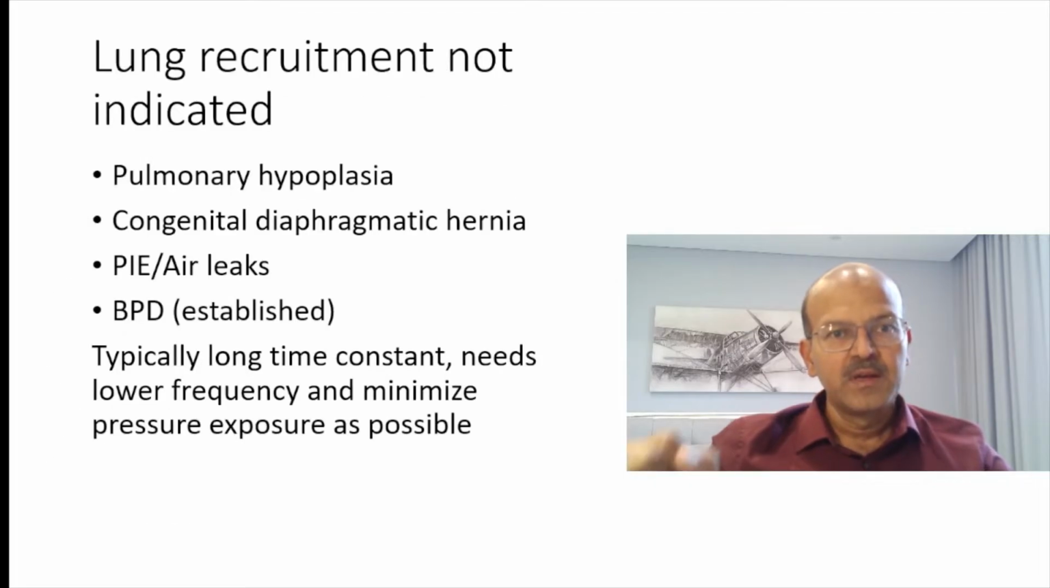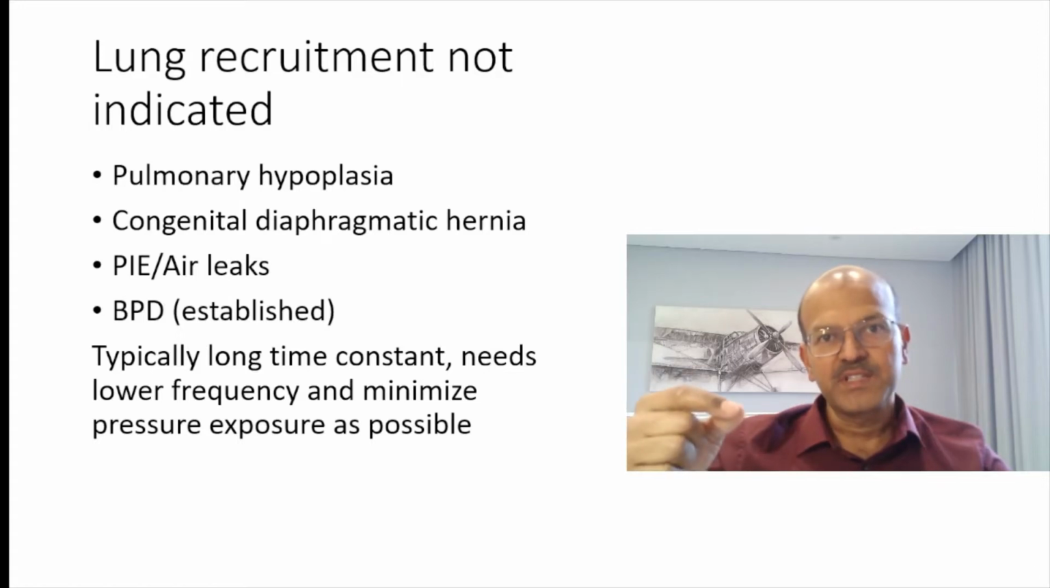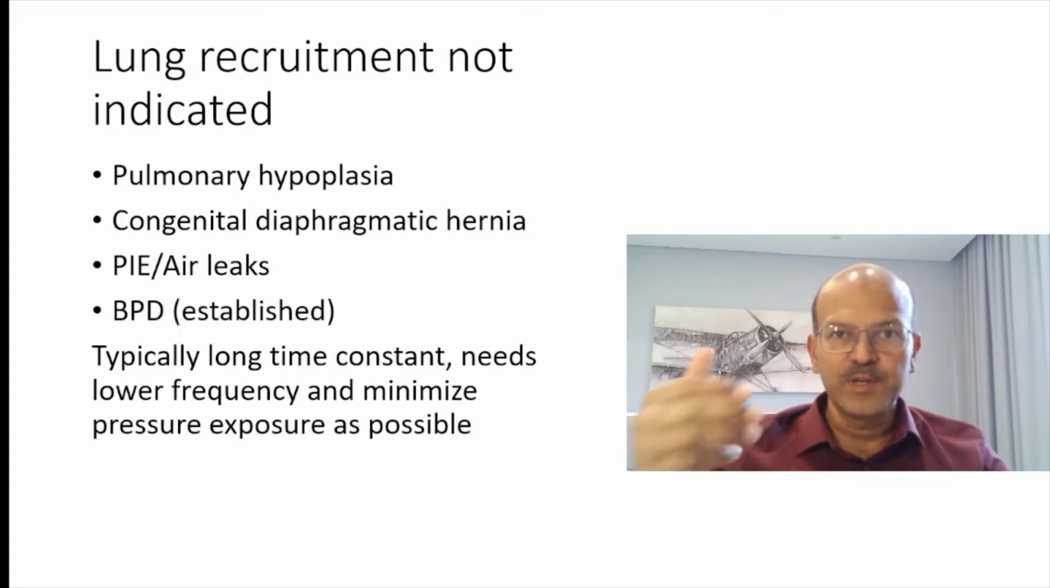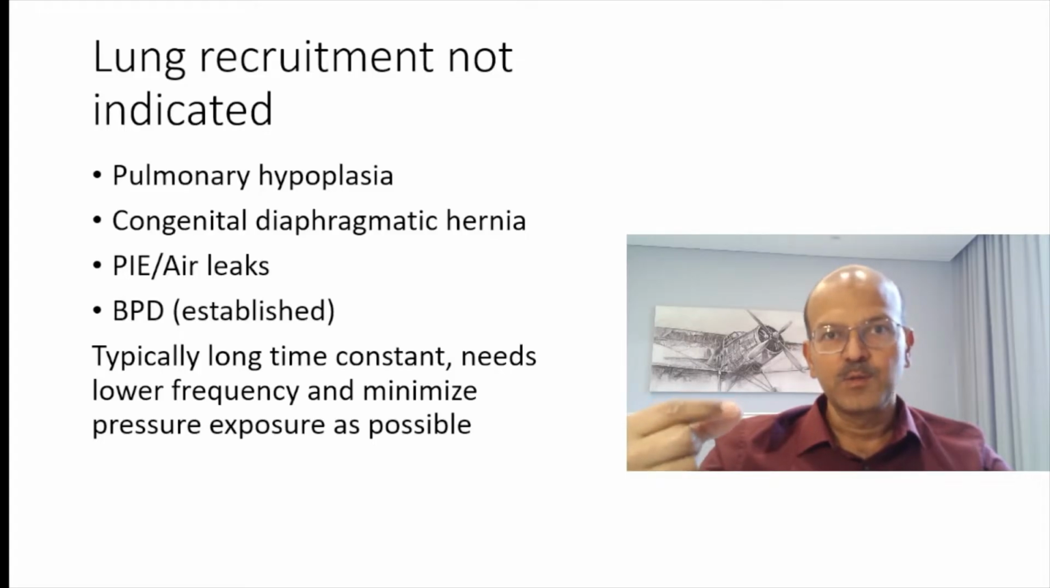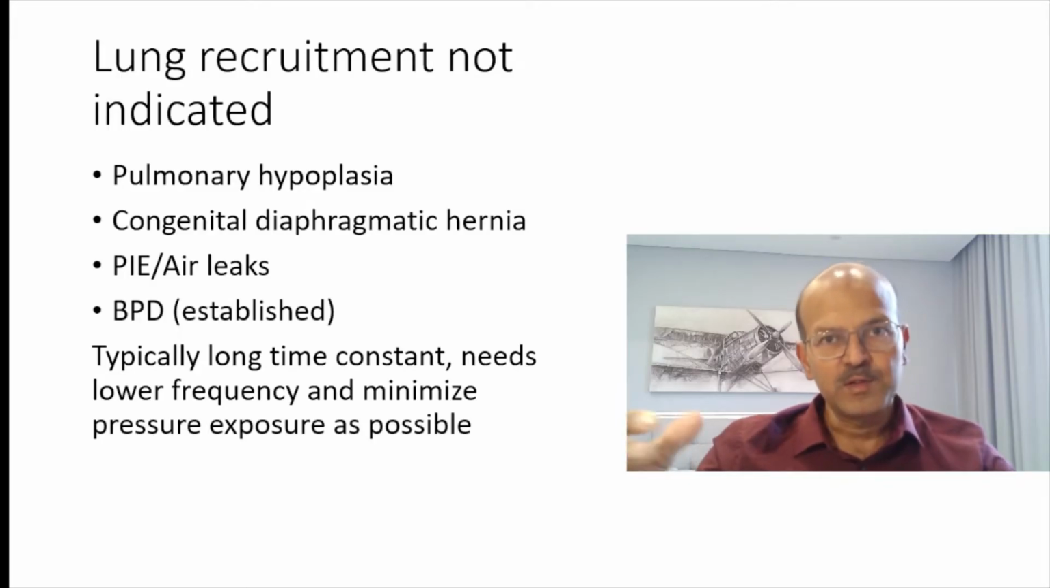Lung recruitment is not indicated in diseases like pulmonary hypoplasia, congenital diaphragmatic hernia, where there is an air leak and PIE, and in established bronchopulmonary dysplasia. So in these conditions, your approach to ventilation is going to be different. You will use a relatively lower frequency. The tidal volume may need to be higher, and you would need an inspiratory-expiratory ratio of 1:2. You need more time for expiration, and also less pressure damage to the rest of the lungs.